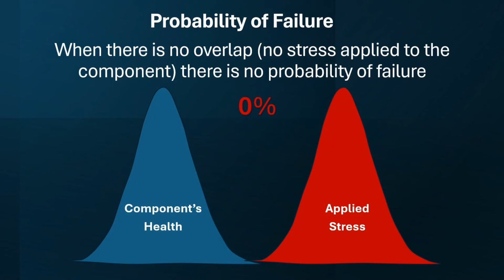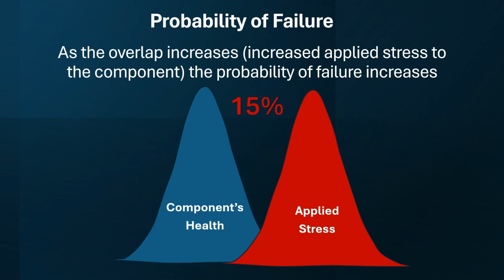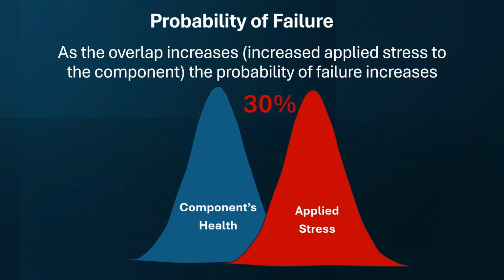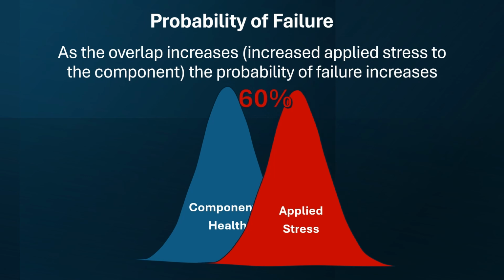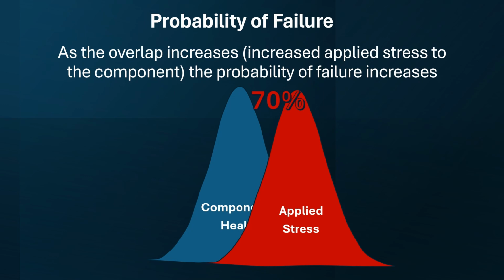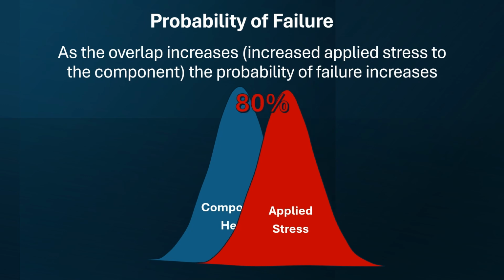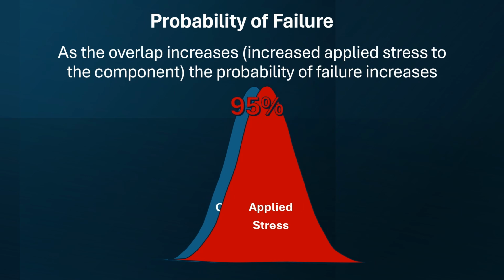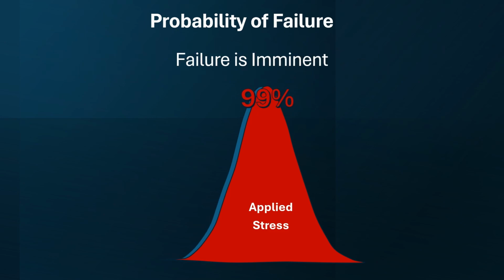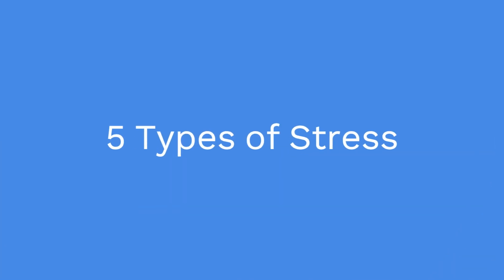We often represent the probability of failure in a curve. Early on, when stress is light or occasional, failure is rare, but as stress builds and time passes, that probability grows, especially if maintenance or inspection is lacking. Understanding these stress factors allows us to estimate when a component might fail, helping us take preventive action before breakdowns occur.